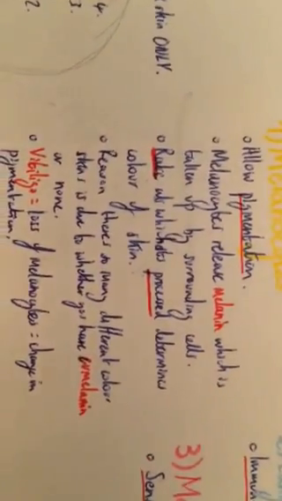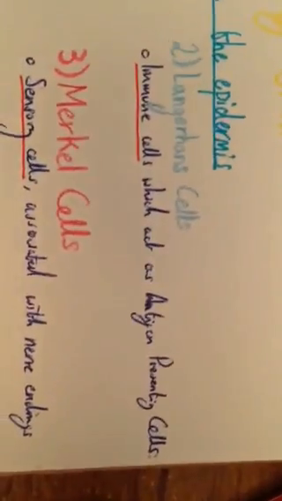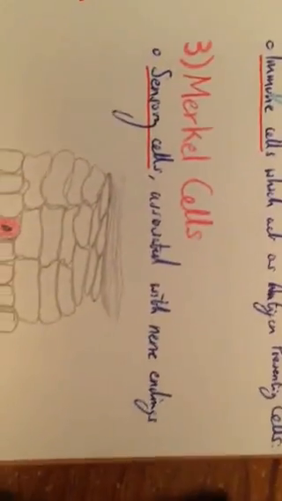We go through them quickly. So melanocytes allow pigmentation. Melanocytes release melanin, which is taken up by surrounding cells. The rate at which this melanin is processed determines the color of skin. Vitiligo is a loss of melanocytes. Cool? So next, Langerhans cells, the immune cells which act as antigen-presenting cells, and Merkel cells, which are sensory cells associated with nerve endings. Cool?